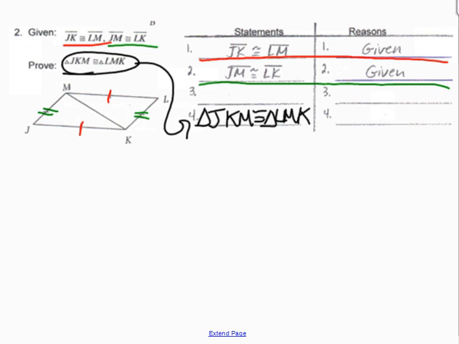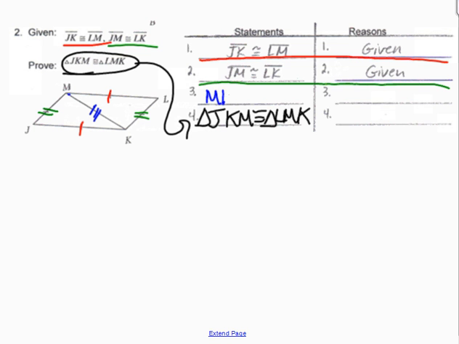All right, so I have 2 out of the 3 congruent parts. Now I need my third. My third is like what we were doing the other day, an assumed congruent part. And you'll be using this reason quite a bit. When you see a shared side with both triangles, you can assume those 2 sides are congruent to each other.